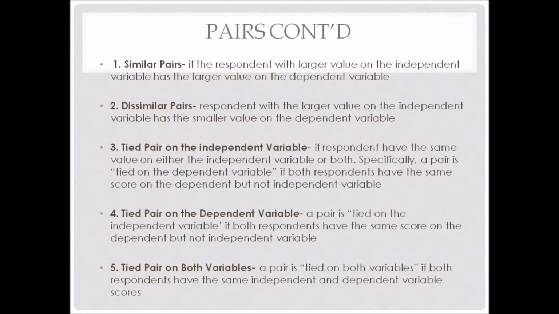Tied pair on the dependent variable. A pair is tied on the dependent variable if both respondents have the same score on the dependent but not the independent variable. Tied pair on both variables. A pair is tied on both variables if both respondents have the same independent and dependent variable scores.